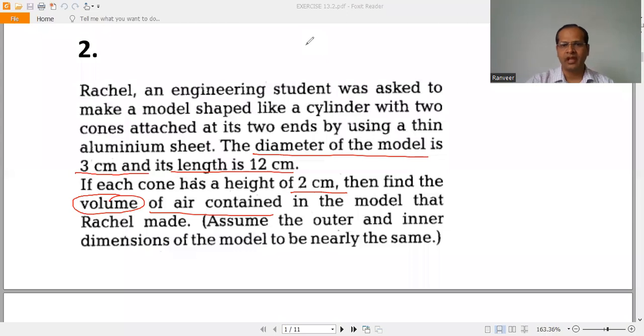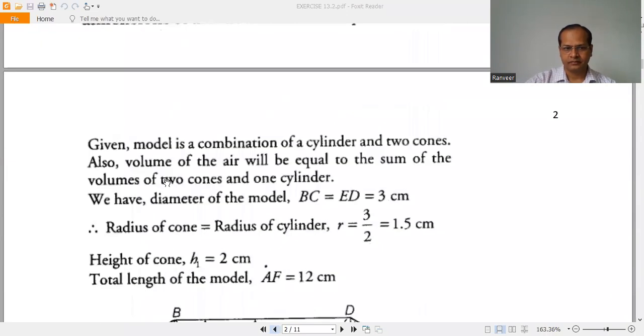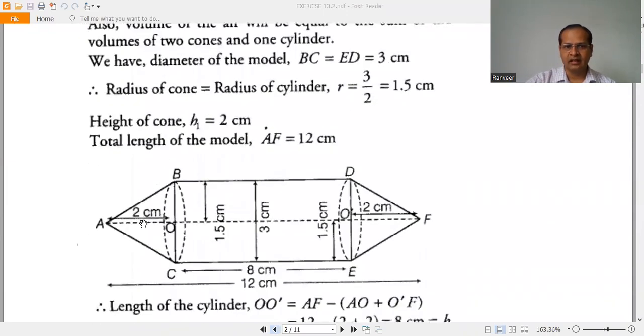So first of all, we have to draw a diagram. Now this is the required diagram. The total length of the diagram is given as 12 centimeters. First of all, write the length, and after that, this is one cone, this is another cone, and this is the cylinder. First we have to write the values. Now BC is equal to ED equal to 3 centimeters. This is given.